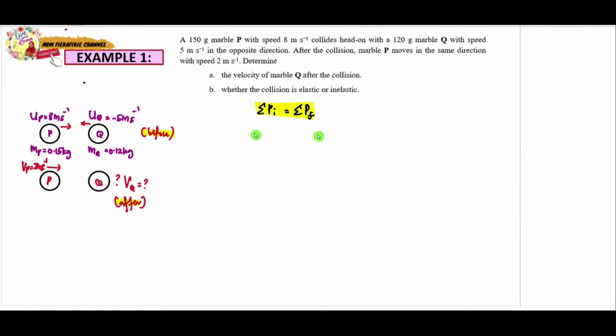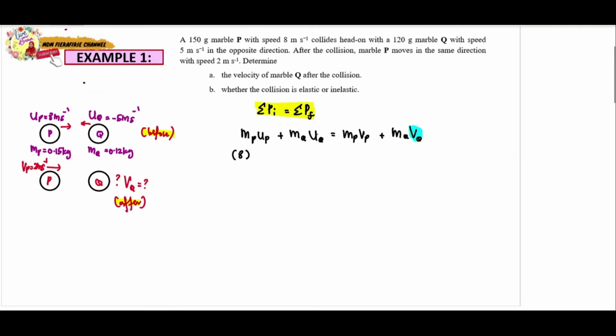So we have two objects, P and Q. Momentum for P, MP UP, plus initial momentum for Q, MQ UQ, is equal to the final momentum: mass multiplied by final velocity for P, VP, plus MQ VQ. VQ is what we want to find, we don't know it. So now we can straightly substitute. I don't think there's any problem here.